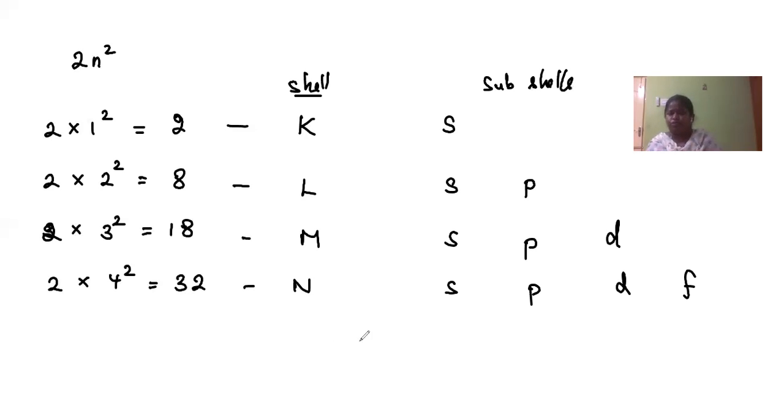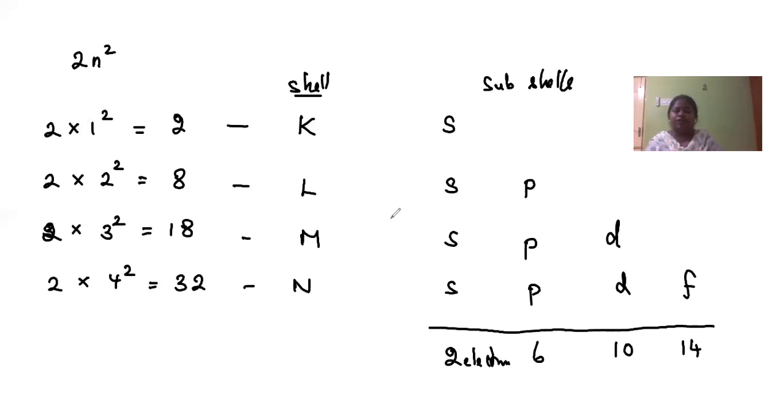So you should know that S subshell can hold 2 electrons, right? And P subshell can hold 6 electrons, and D subshell can hold 10 electrons, and F subshell can hold 14 electrons. Okay. So that means you can write, since it is first shell, 1s2, right? So 1s2, it can hold 2 electrons.